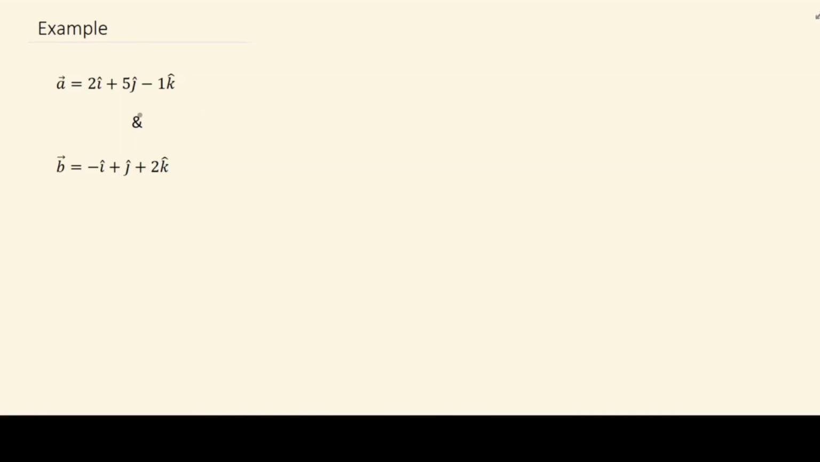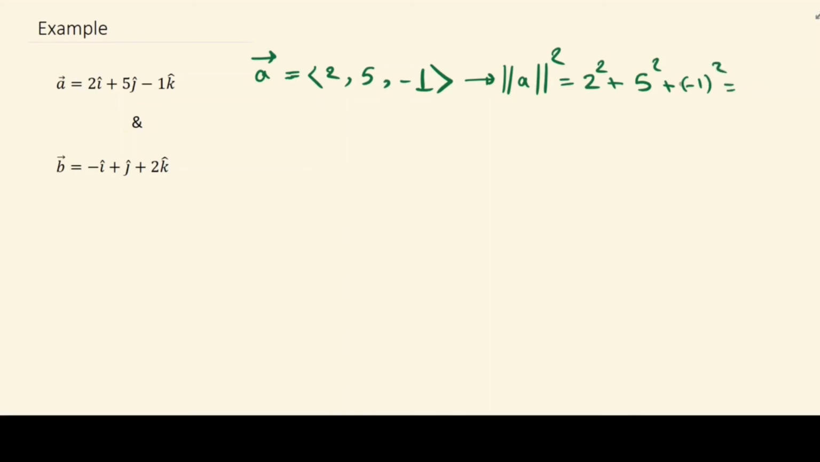So as an example, let's look at the two vectors that we considered in the previous example, A and B. As before, we want to see if we can find the angle between these two vectors. So A, in the vector notation, is going to be equal to 2, 5, and -1. So let's quickly calculate its length. So length squared is going to be first component raised to power 2, second component 5 raised to power 2 plus -1 raised to power 2. So it's going to be 4 plus 25 plus 1, which makes it 30.